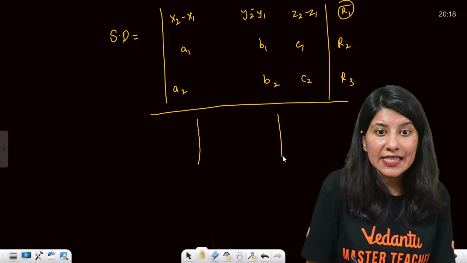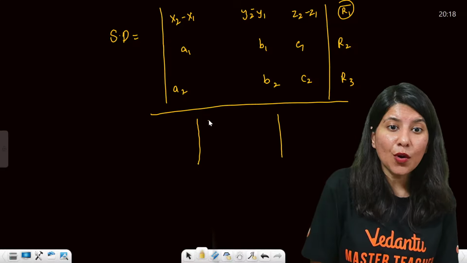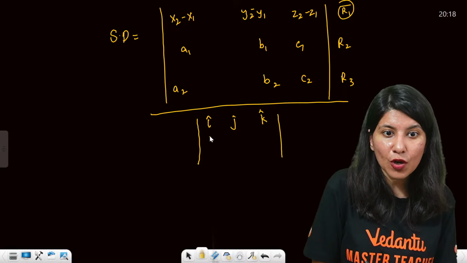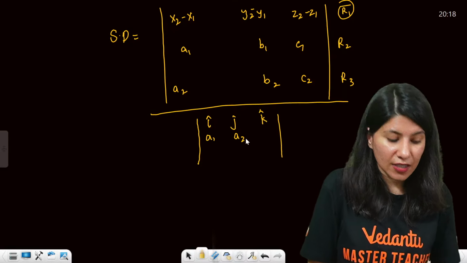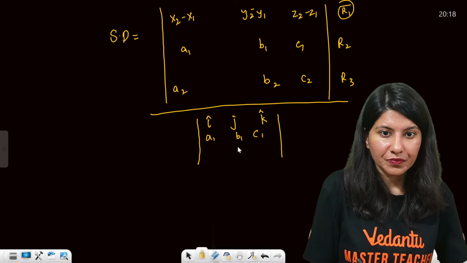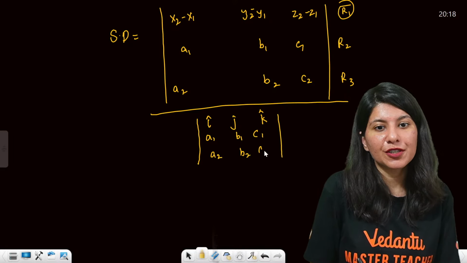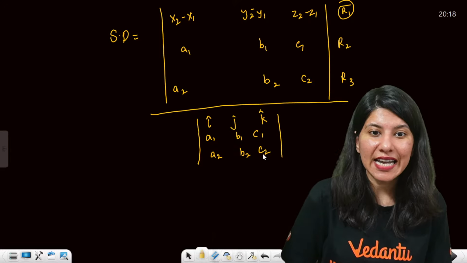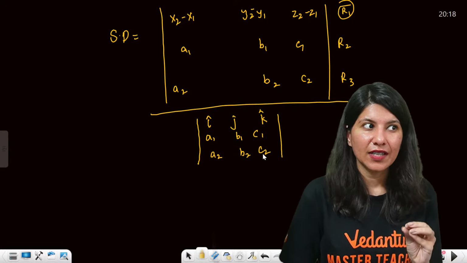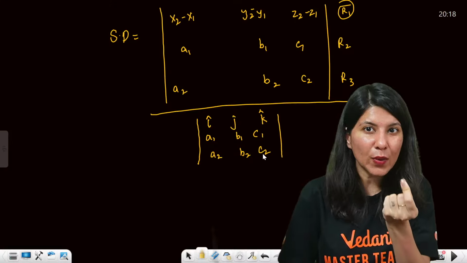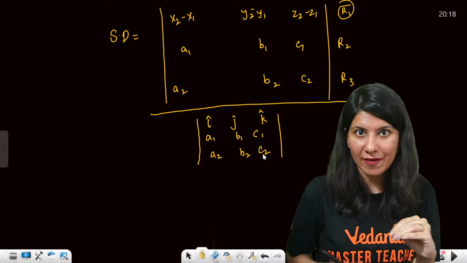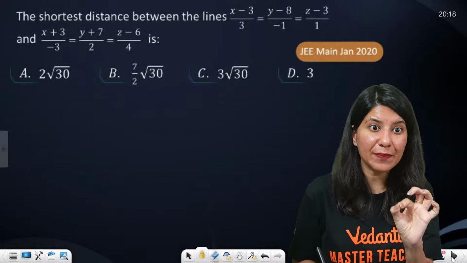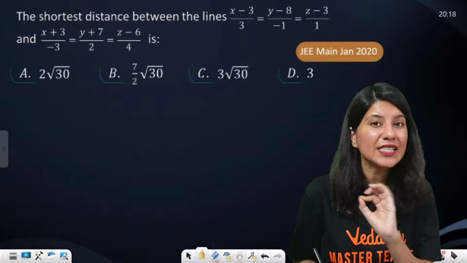The denominator is the magnitude of the cross product of the direction ratios of line 1 and line 2. Just trust me, I will solve one question on this and you will be like, okay ma'am, fine, now we are getting it. The application of the formula is absolutely easy, the easiest part.